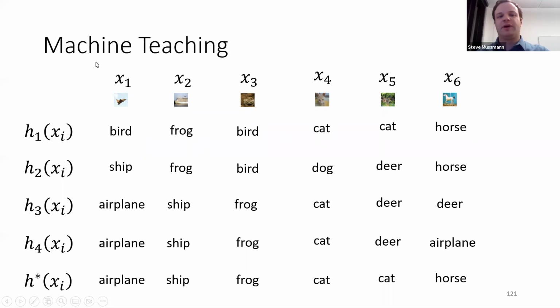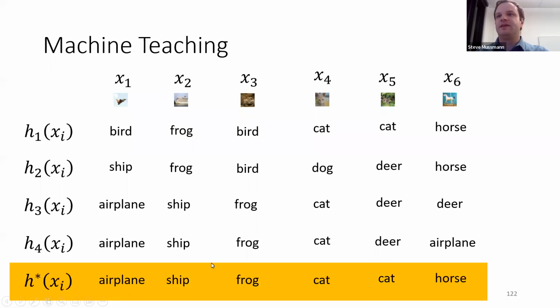And we have 6 data points, perhaps from the CIFAR-10 data set. And H star refers to the true hypothesis. So we can think about these as the labels for the points. Machine teaching tries to find a subset of the data such that a learner can only arrive at the correct conclusion if they make no mistakes.